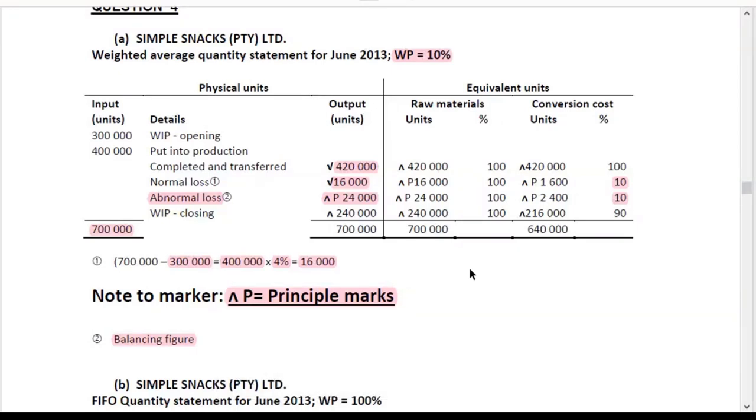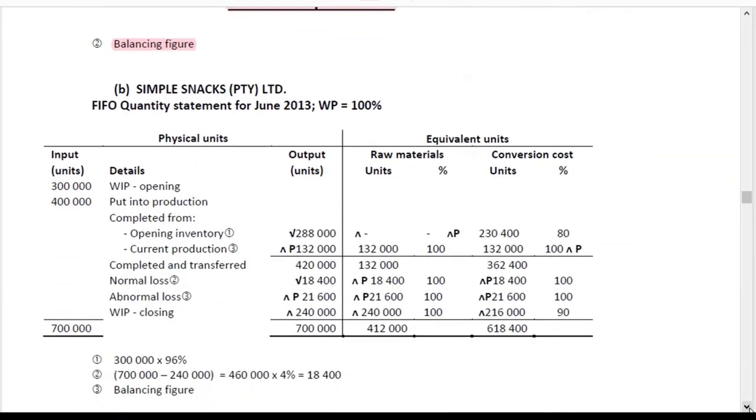Okay, cool. So just know those rules and then be able to apply them. And this was under weighted average. We'll see how normal loss is treated under first in, first out. Abnormal loss is your balancing figure. Right. So let's go to the first in, first out portion.